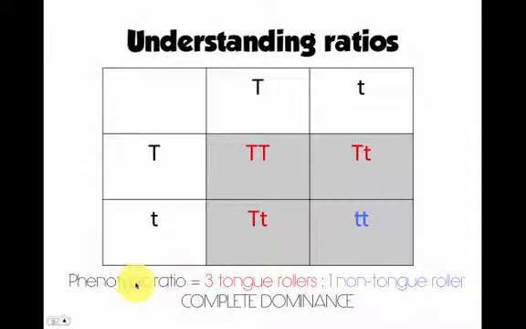Now, if you are asked to write about phenotypic ratio in your exam or SAC, you need to make sure that you've listed also the phenotype there, because that's a common mistake, is not to list that. And this obviously is an example of complete dominance, because you've either got a recessive trait or a dominant trait.